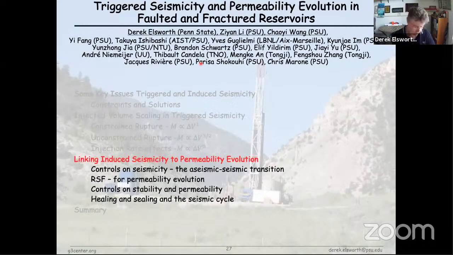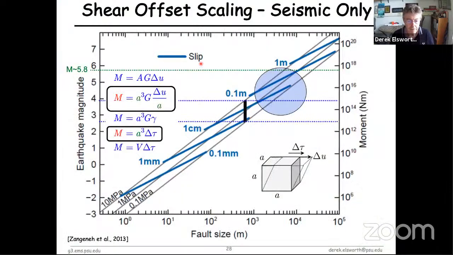But the other issue that we're interested in relating to these systems is what happens to permeability as a result of this. And of course, in geothermal reservoirs, we want to create permeability. We probably have to create some seismicity to do that, but we like to control it to be less. And we know that in reactivating very large faults with any reasonable stress drop, we generate very large magnitude earthquakes.